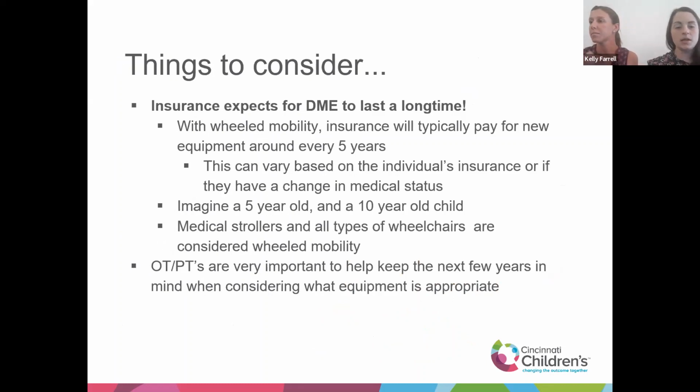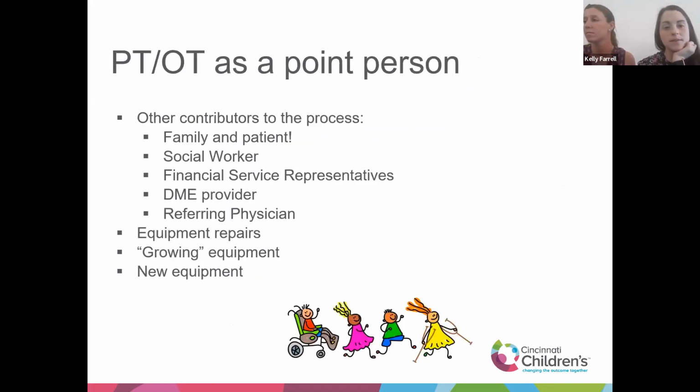So PTs and OTs often act as a point person in this process, especially since we see them so frequently. But I do want to highlight that there are some other contributors to the process, including, most importantly, the family and patient. The family and patient should be as much a part of this interdisciplinary team in deciding what equipment best fits as the other providers. Their goals and wants and needs should always be considered and be at the forefront of our decision making.